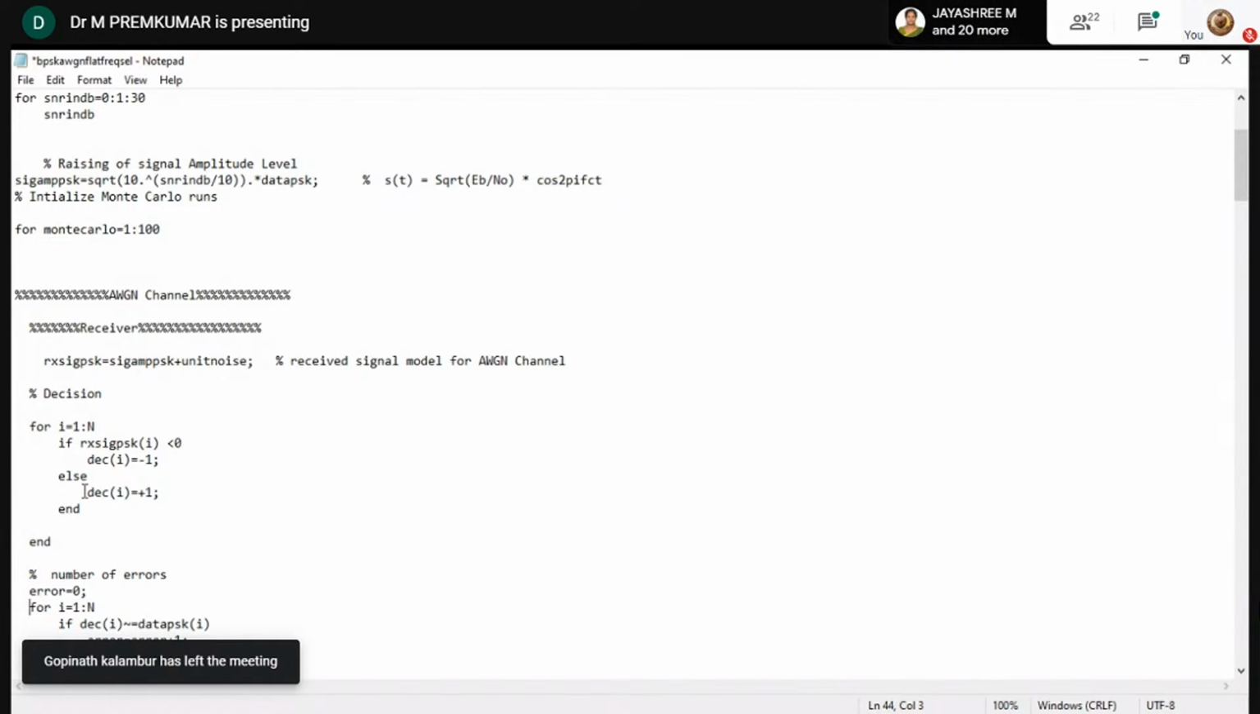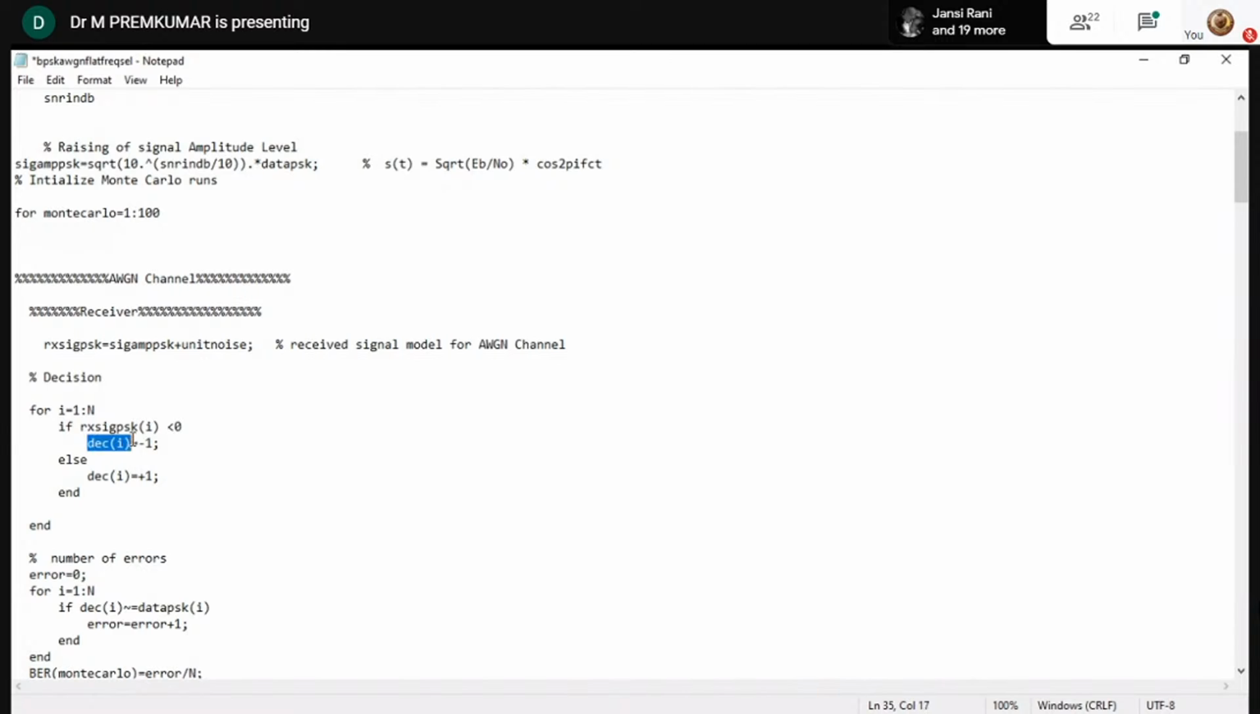Then you calculate the number of errors. You compare the decision variable with the data PSK. So if the decision is not equal to data PSK, the error is incremented. The 1 by n row vector and the other 1 by n row vector are just compared. In case there are errors, the error is appended and incremented.